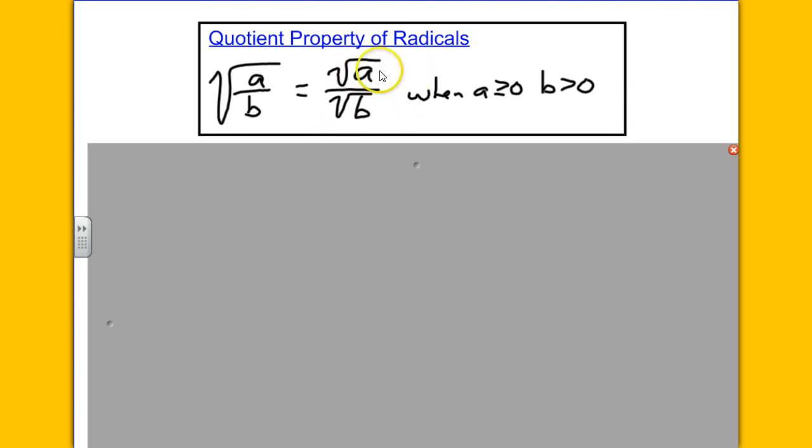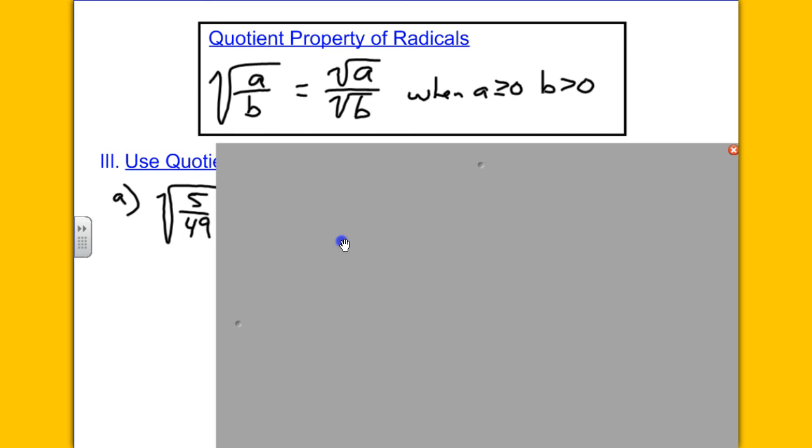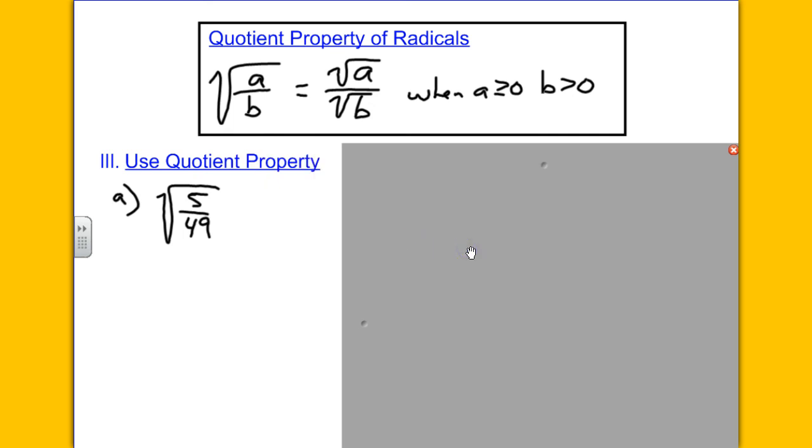Remember that the radicand, this expression, needs to be a positive value. And we may not have 0 as b. B may not be 0 because what would happen if b is 0? Undefined, that's right. We wouldn't have a defined fraction.